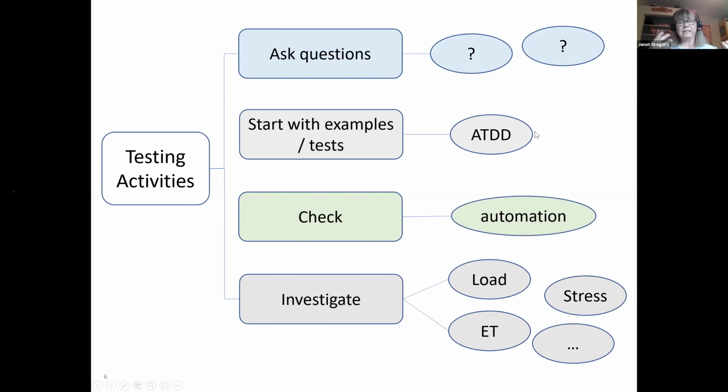Now, there's lots of different kinds of things. I mean, asking questions, we can ask questions in a lot of different ways, in a lot of different contexts. Starting with examples and tests is around acceptance test driven development, ATDD. Some of you might know that as BDD, behavioral driven development. Checking is where we do automation, and investigation is where we would do exploratory tests, load and stress tests, those kinds of things. And I'll talk about each of these a little bit. The ATDD will be my biggest focus though.